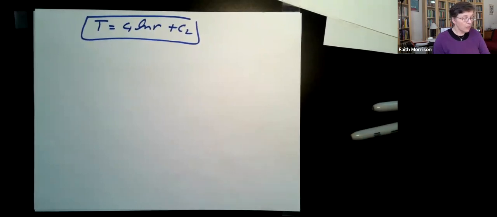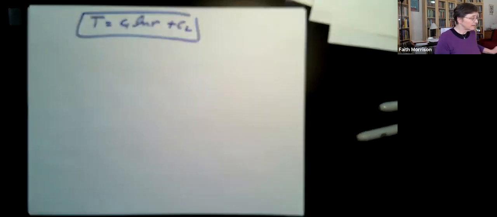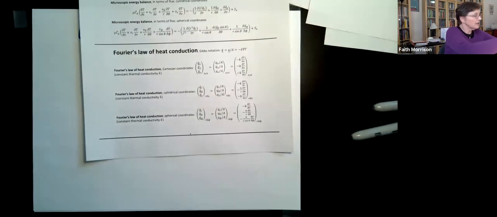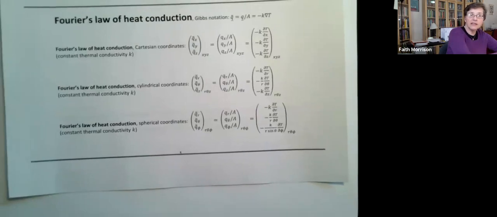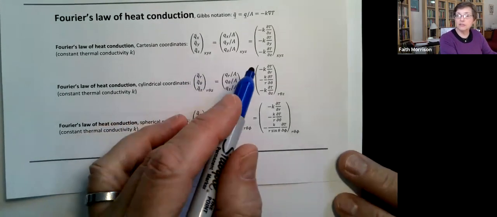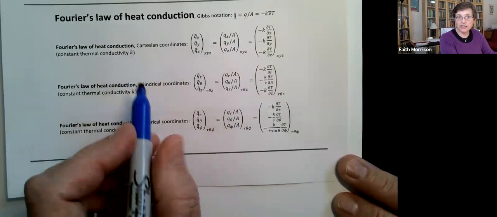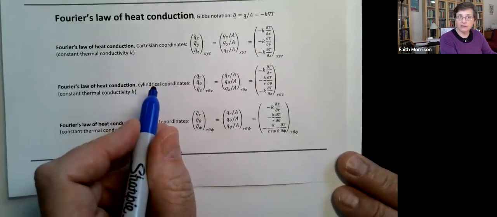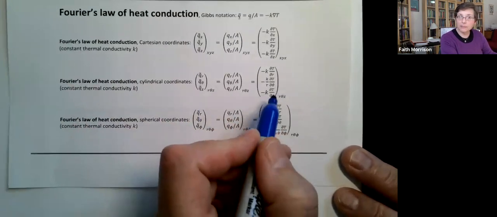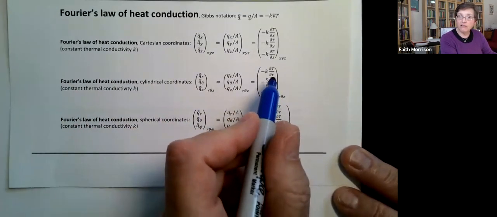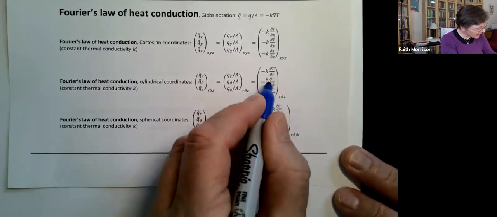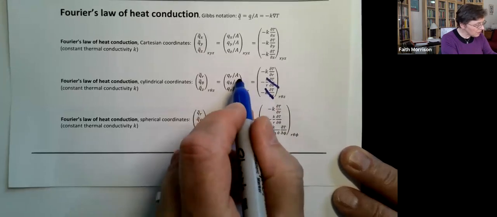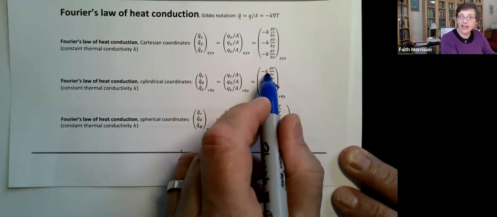So the other question was about the flux, and that we get from Fourier's law. So here's Fourier's law. Fourier's law of heat conduction also must be written in either Cartesian, cylindrical, or spherical coordinates. And in our case, it's cylindrical. And we've already solved for the temperature profile. It's only a function of r. It's not a function of theta, so this is 0. It's not a function of z, so this is 0. So we just have q_r over A equals minus k dT dr.